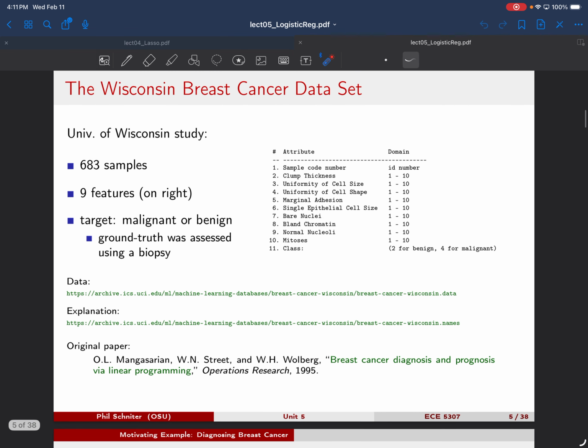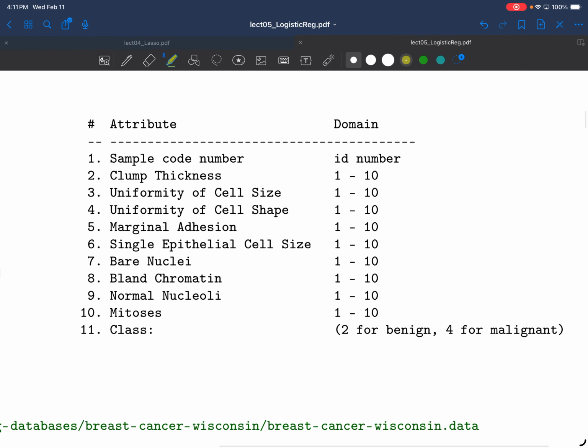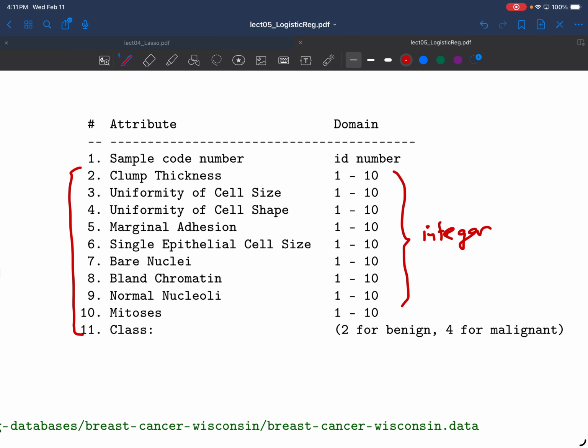This comes from a paper from 1995, and the data set has 683 samples and 9 features, and the target, we said, is one of two things, malignant or benign. And here are the features. The key thing I want to point out is that these are all integer features, which has some implications in how we plot the data.